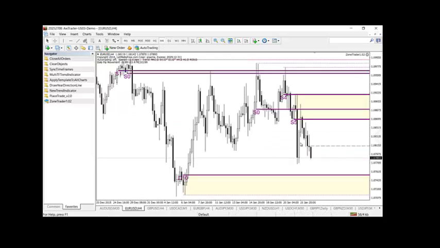So this is interesting. We've got these 4-hour supply zones where price has come up and retested it before it dropped again, and here we had a 4-hour demand zone, and that to me looks like a good target for price to head towards at the moment before possibly getting some kind of retracement to the upside.